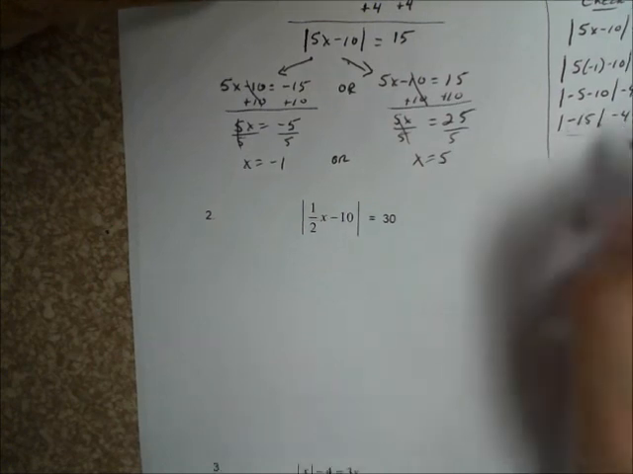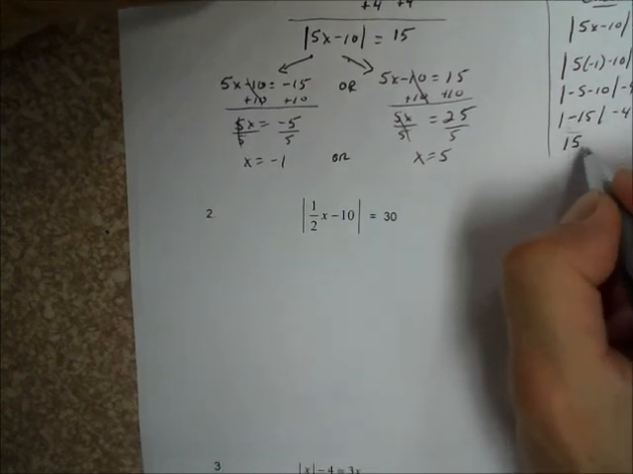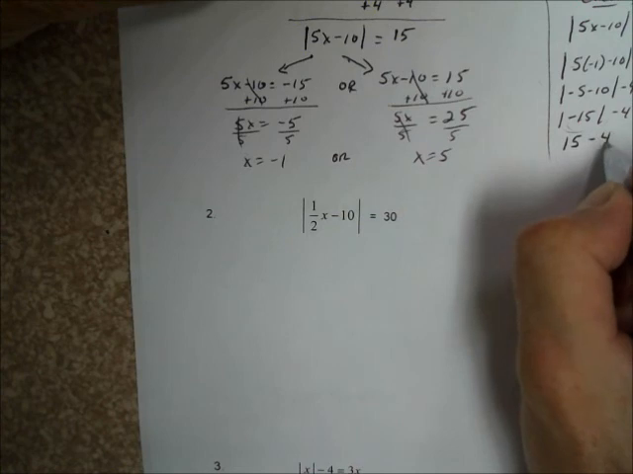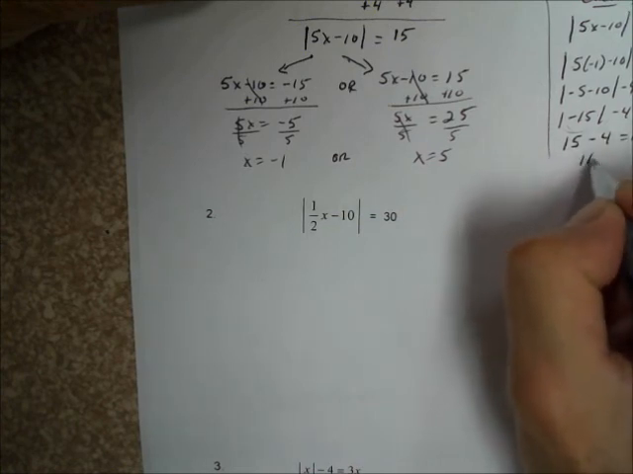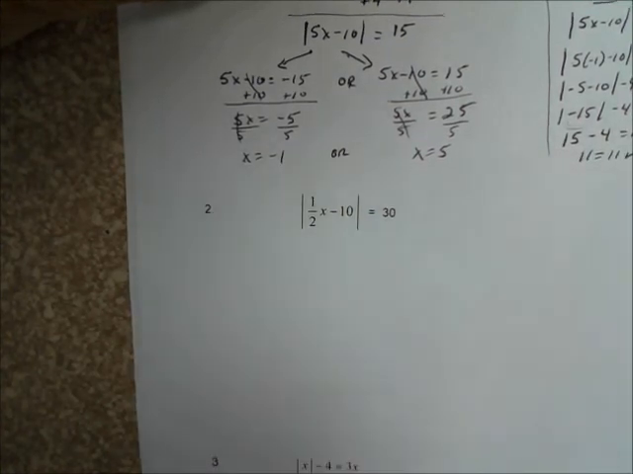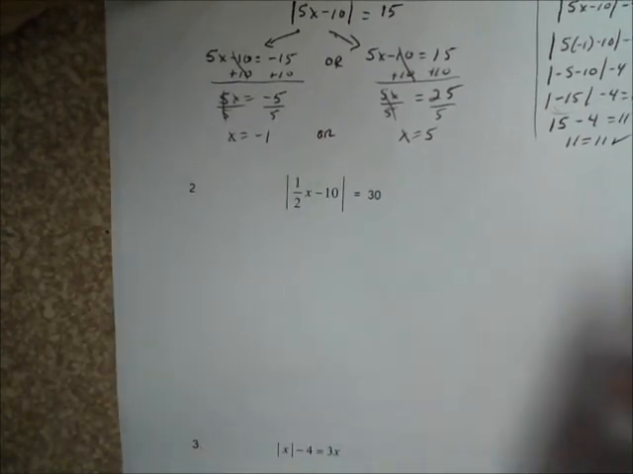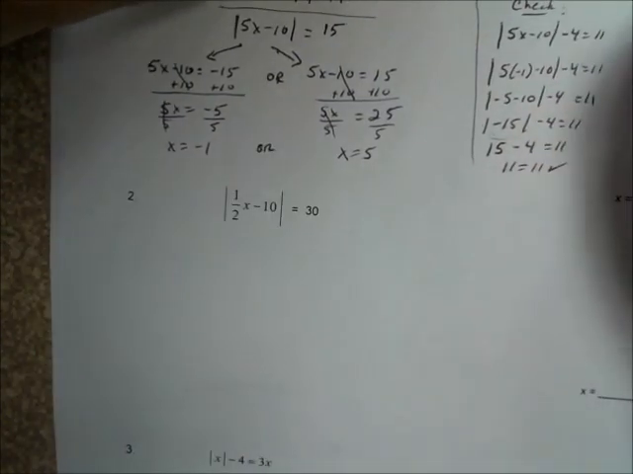And the absolute value of negative 15 is positive 15. So does 15 minus 4 equal 11? Well, yes, 11 equals 11. So there's your first check. Now sometimes they don't check, so it's really important that you check both.